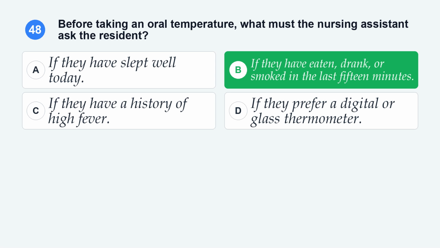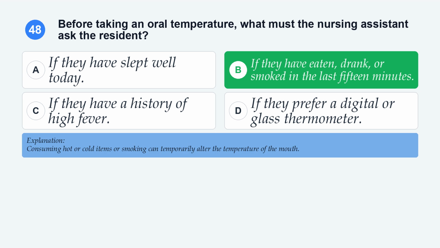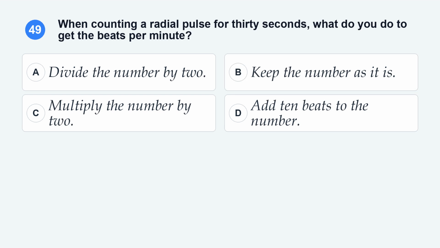The correct answer is option B. If they have eaten, drank, or smoked in the last 15 minutes. Explanation. Consuming hot or cold items or smoking can temporarily alter the temperature of the mouth. Question 49. When counting a radial pulse for 30 seconds, what do you do to get the beats per minute?